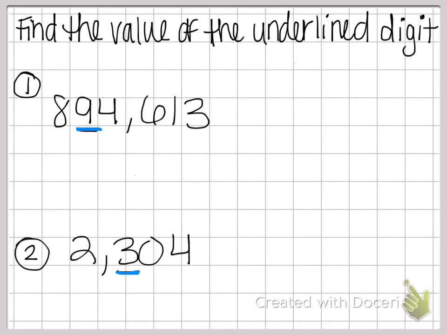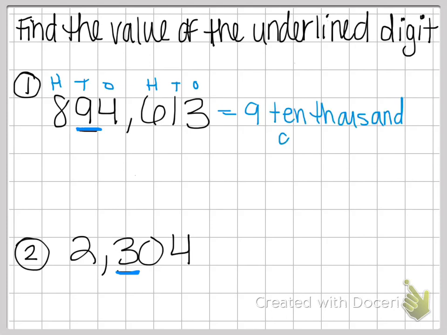So I'm going to determine which place value that 9 is in. Ones, tens, hundreds, that's the ones period. Ones, tens, hundreds, and the thousands period. So that 9 is in the 10,000s place. So that 9 is worth 9 10,000s, or that's the same as 90,000.